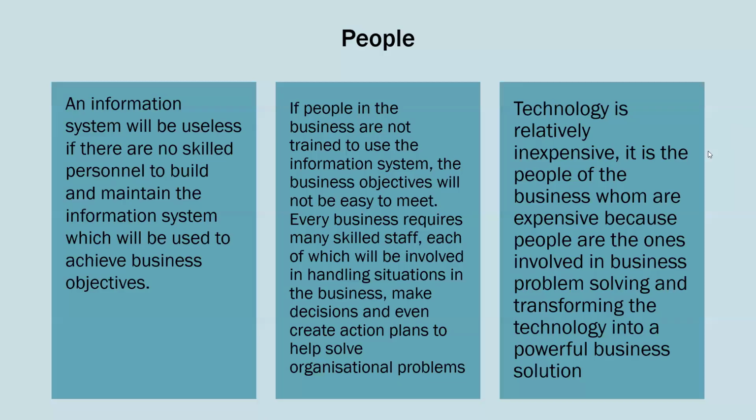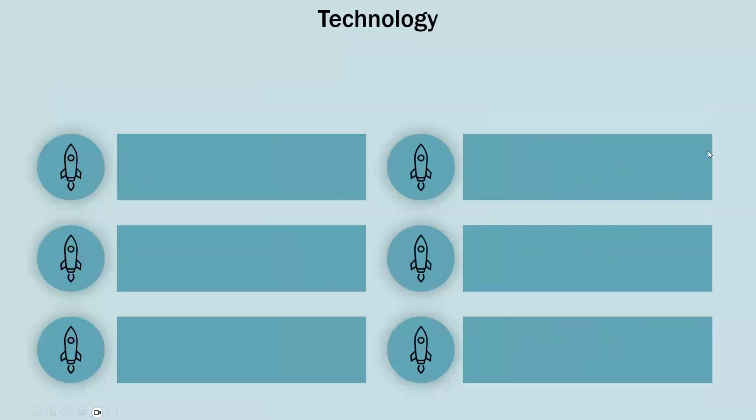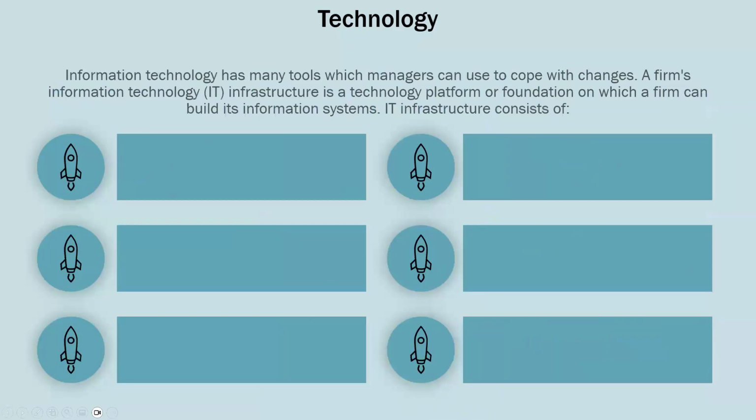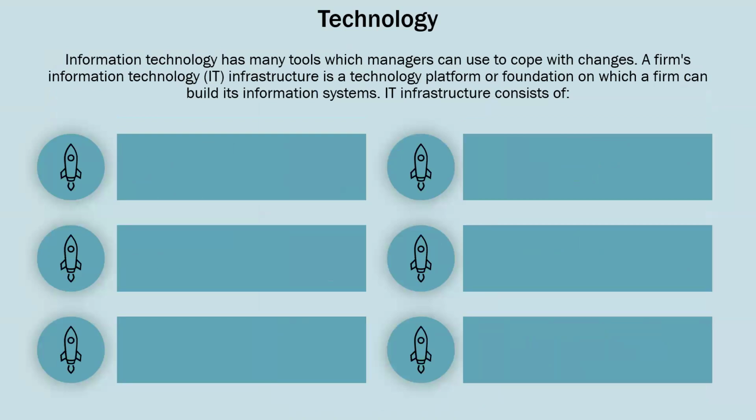Then let's look at the third pillar, which is technology. So information technology has many tools which managers can use to cope with changes, right? Information technology, IT, is a technology platform or foundation on which a firm can build its information system. So information systems are built on a technology infrastructure. What are examples of the technology?